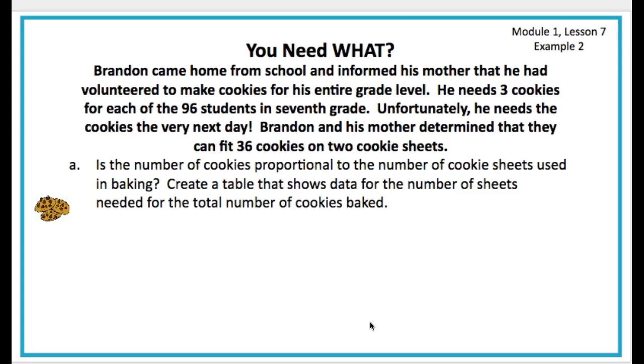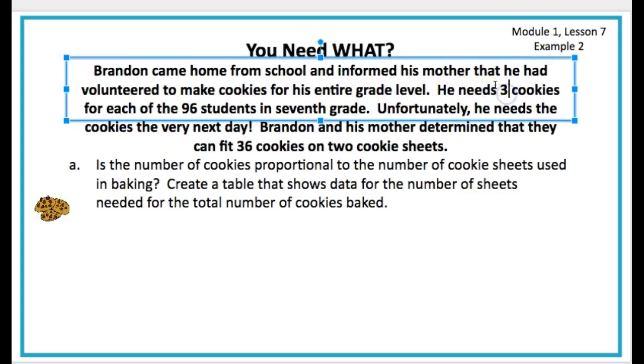You need what? Brendan came home from school and informed his mother that he had volunteered to make cookies for his entire grade level. He needs 3 cookies for each of the 96 students in 7th grade. Unfortunately, he needs the cookies the very next day. Brendan and his mother determined that they can fit 36 cookies on 2 cookie sheets. Okay, so 36 cookies on 2 cookie sheets.